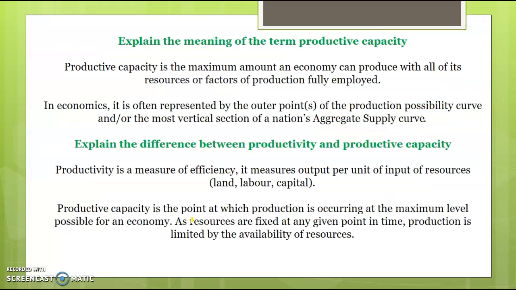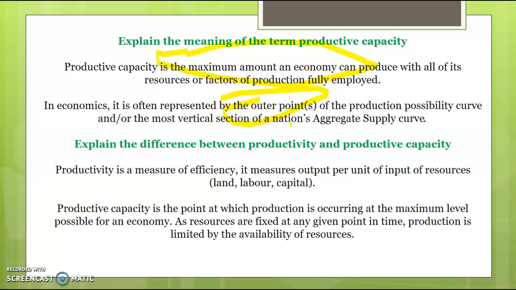Explain the meaning of the term productive capacity. Okay, productive capacity is the maximum amount an economy can produce when all of its resources or factors of production are fully employed. This definition of productive capacity is really important. It's the maximum you can produce when all of your factors of production are fully employed. It's often represented by the outer point on the PPF, or if you're looking at an aggregate supply curve, which we do later in the year, the vertical section.